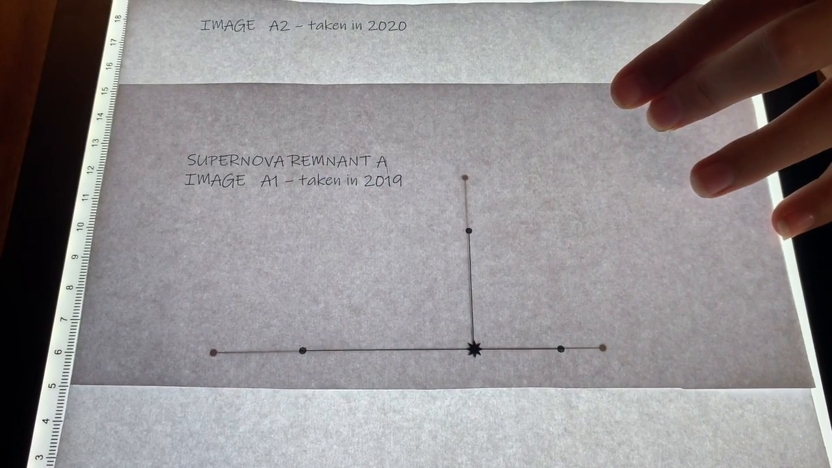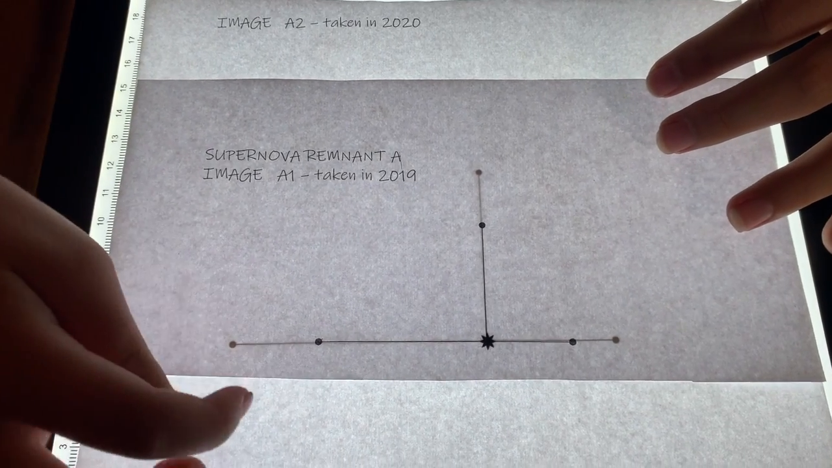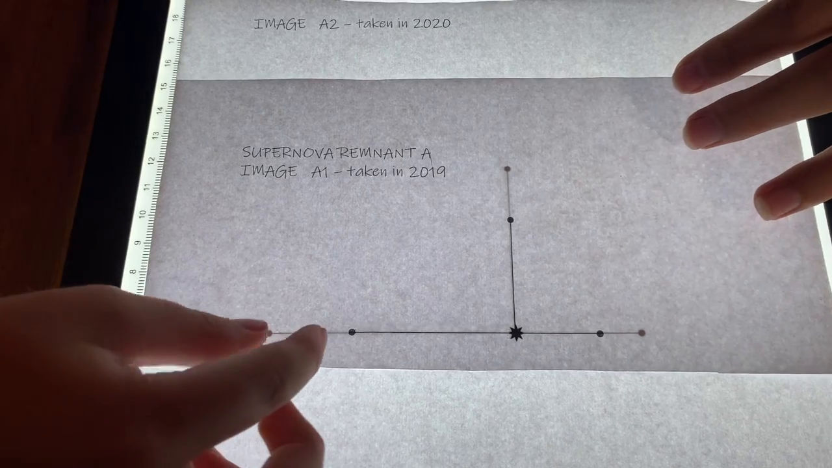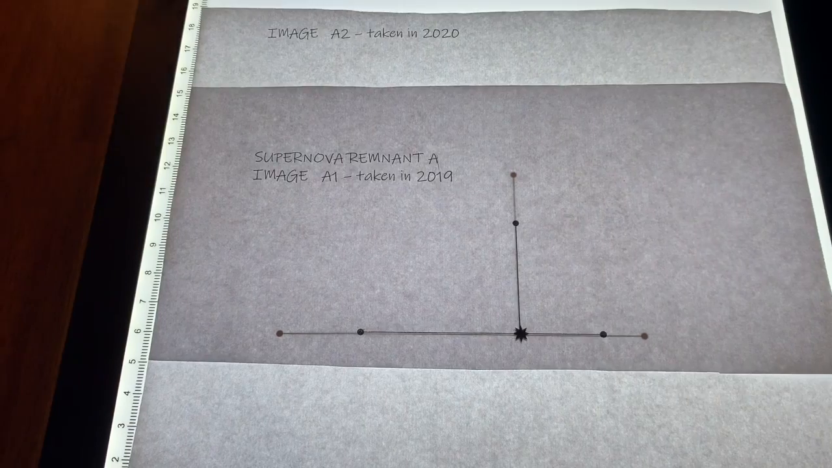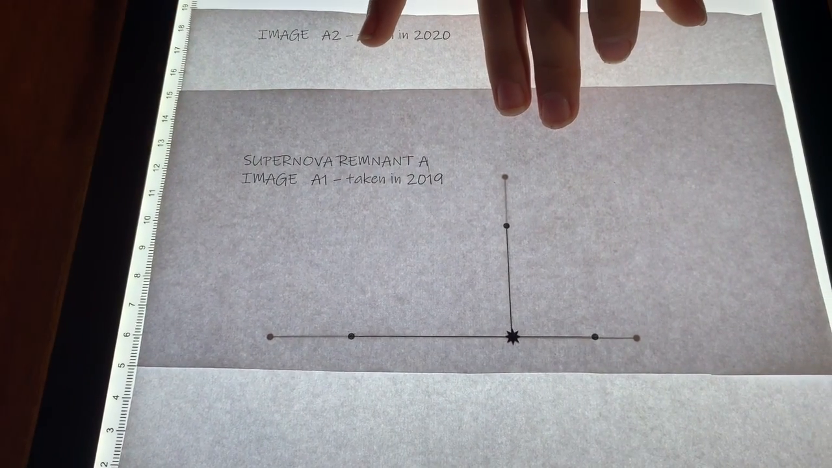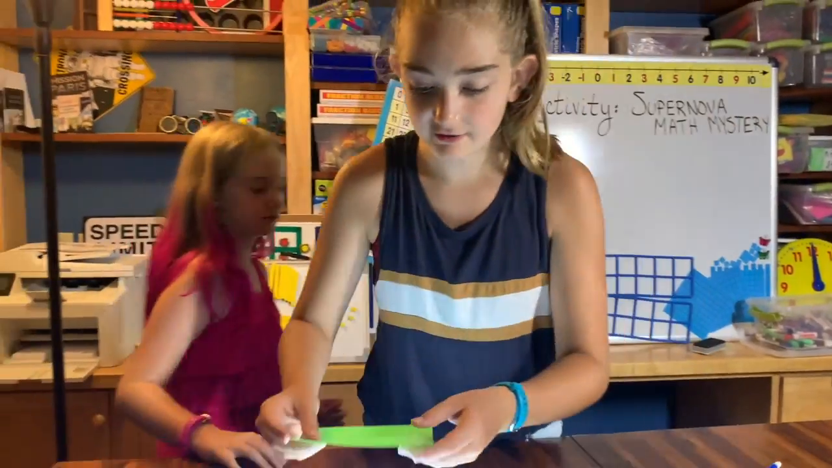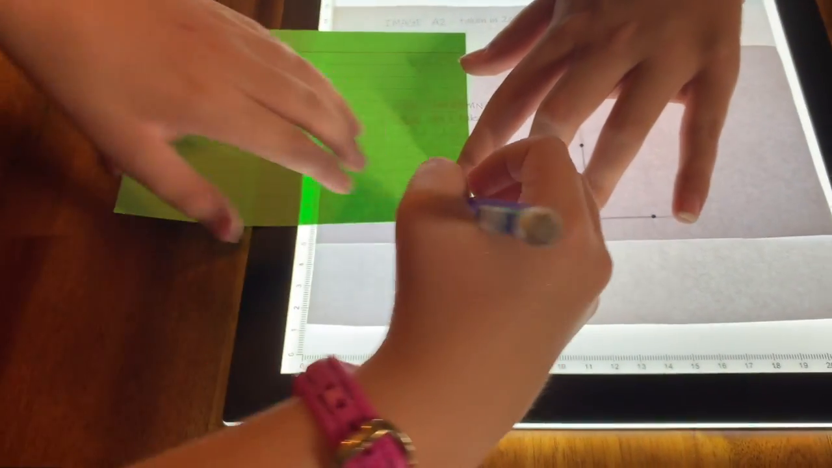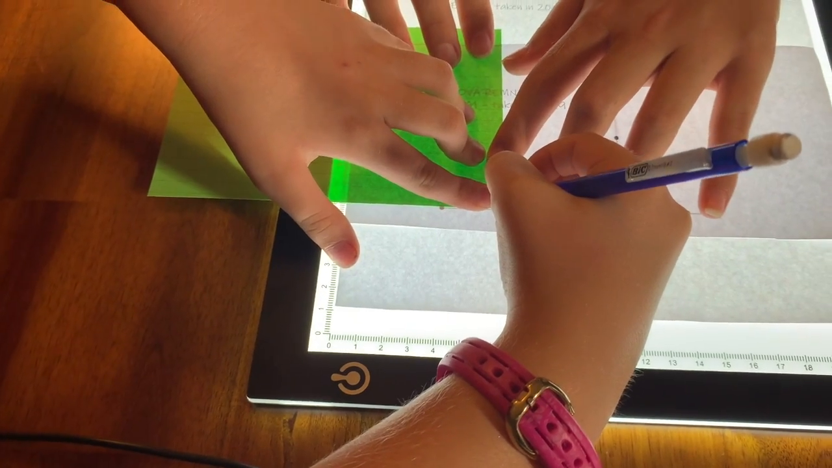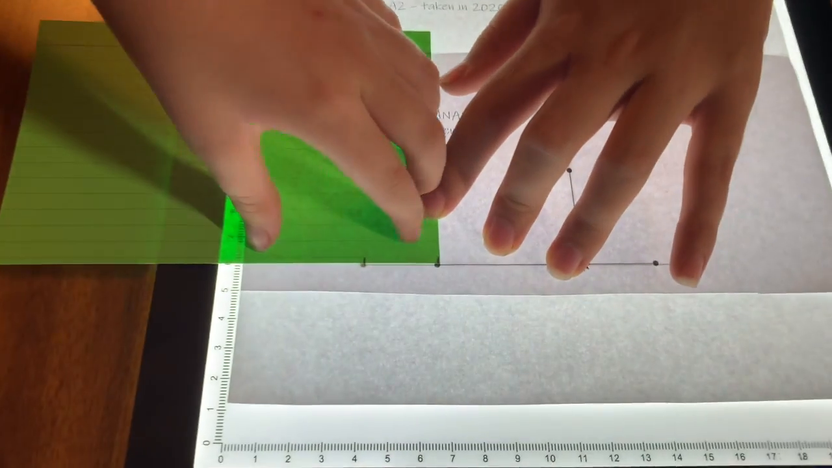All right, so I have an idea. How about we take a piece of paper, a different piece of paper, and we go back until we hit the pulsar. That's good. And then see how many years it took for that. We have index cards, which will help us to space out the difference between 2019 and 2020. Alright, so find the different years. So we can mark it there and there.